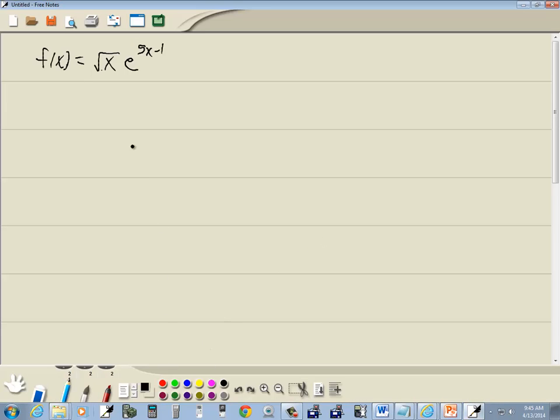Well, I can rewrite the square root of x as x to the 1/2 power times e to the 5x minus 1. Now the derivative of this is a product rule. We've got something times something else. So this is p and this is q. We need p prime and q prime.